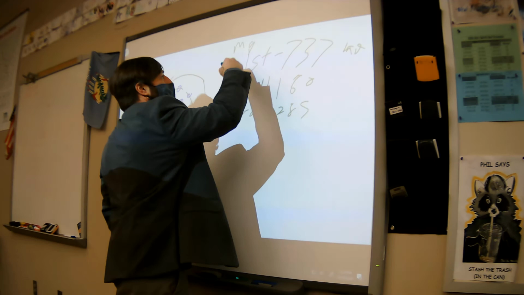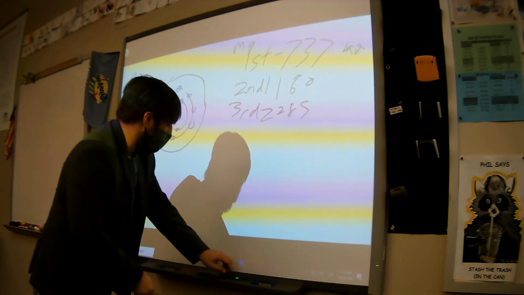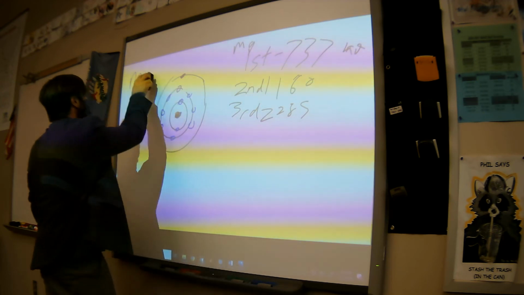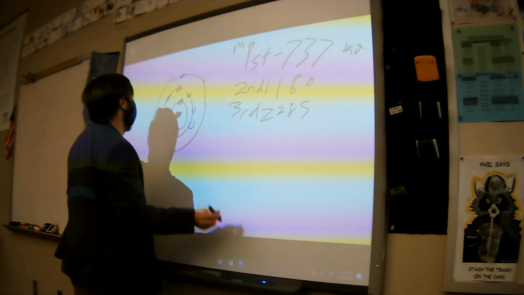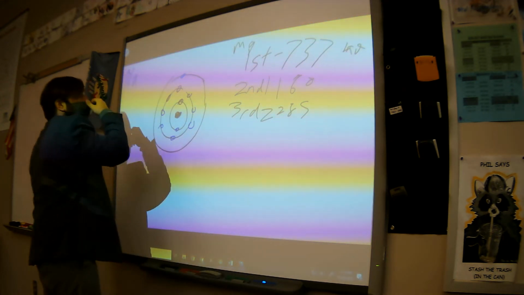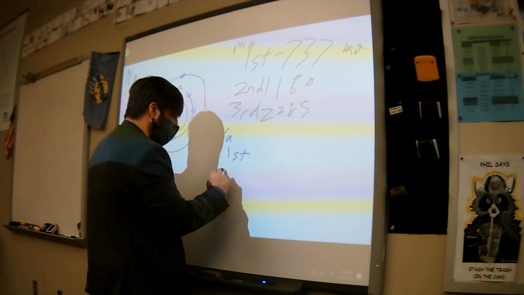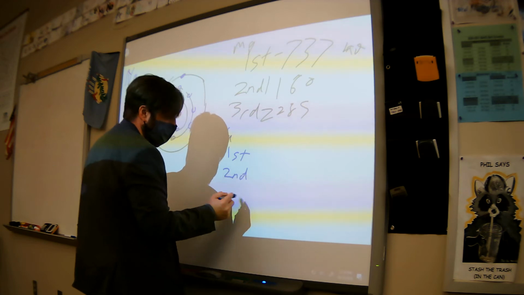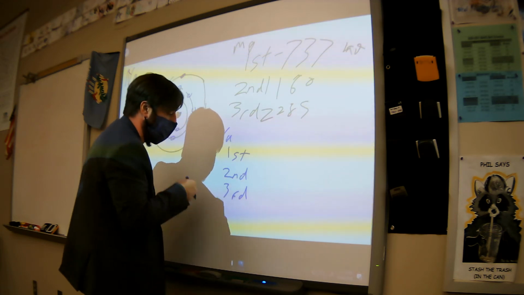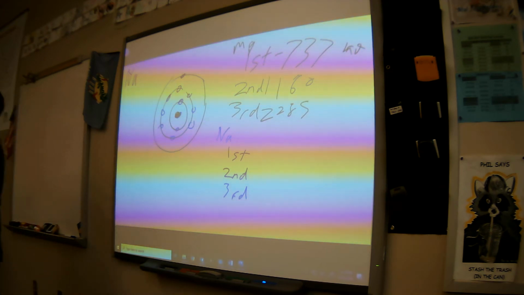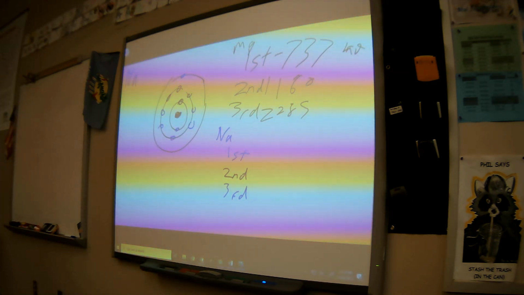So I'm going to do just magnesium right here. I'm going to reset this for sodium. So first, second, third. All right. Now do the same thing, but switch over to sodium. So what's the first ionization energy for sodium?